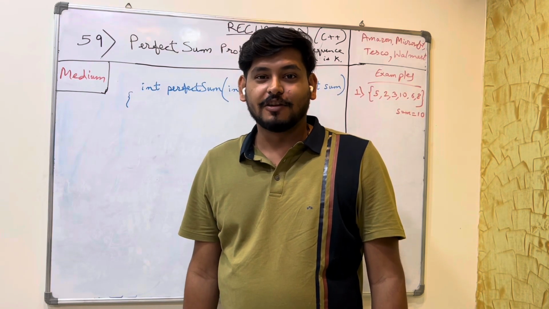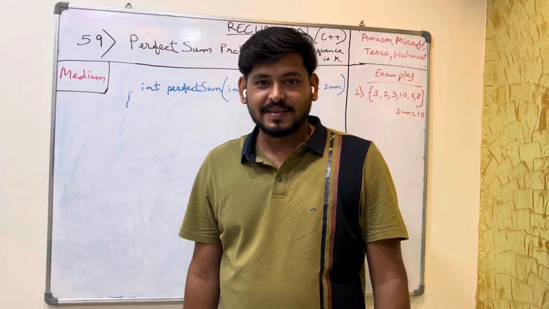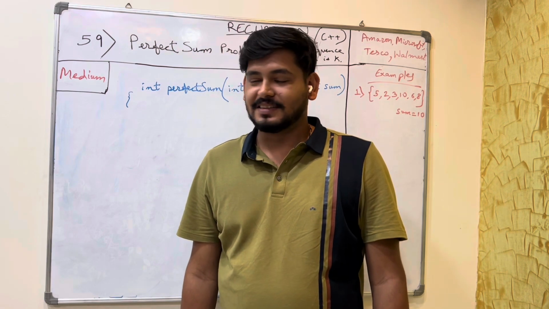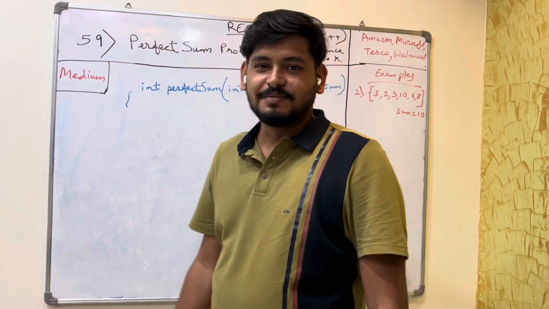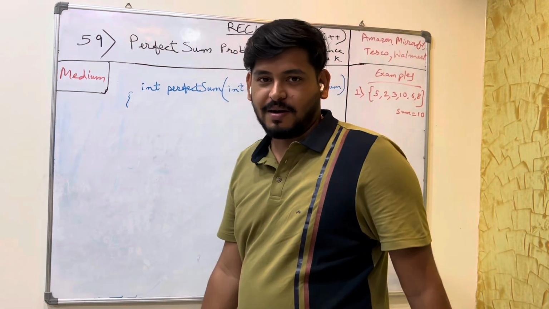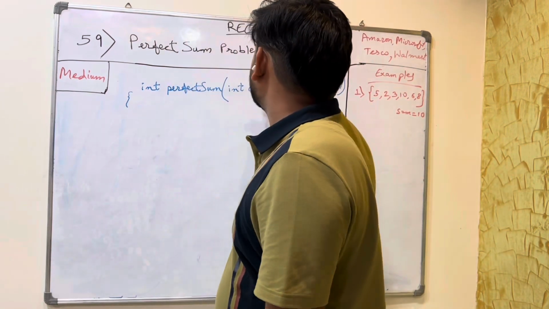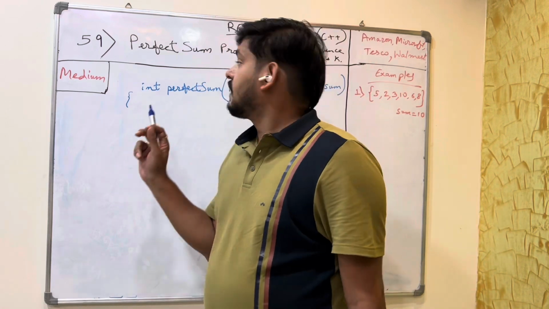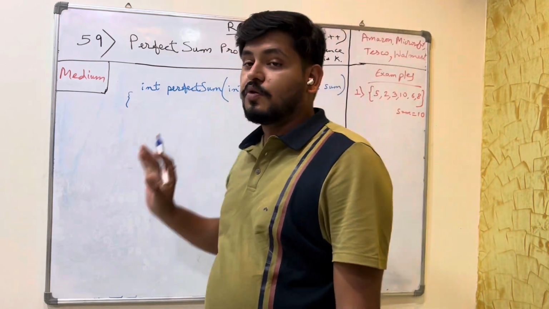Today we are going to solve the 59th question of the problem solving series and the third question of recursion. The difficulty level for this question is medium and this question has been asked in Amazon, Microsoft, Tesco and Walmart. Perfect sum problem. That means count the number of subsequences whose sum is k.